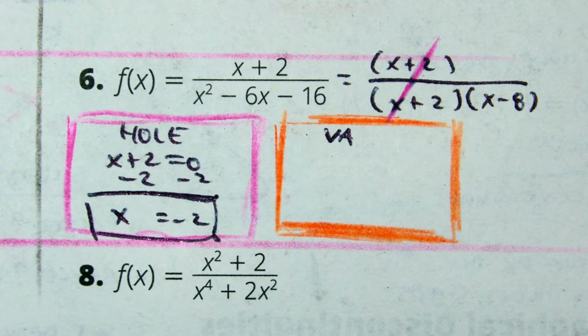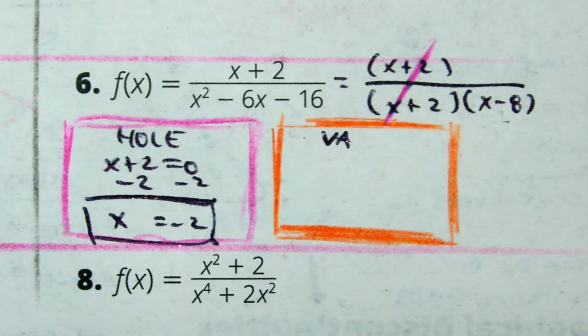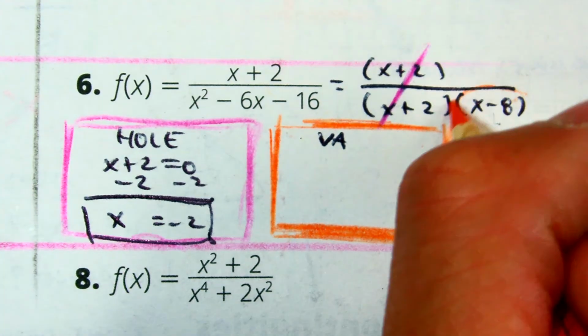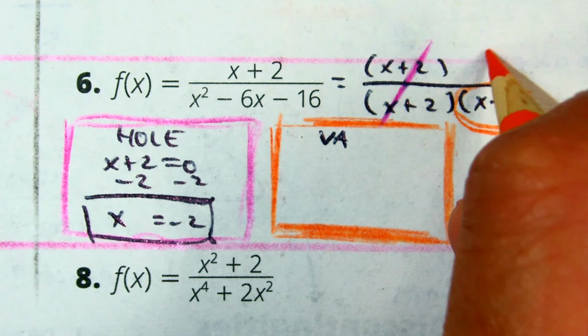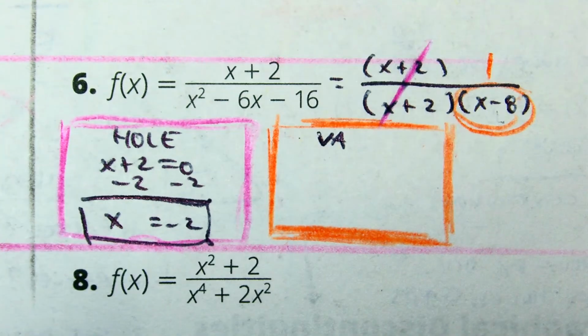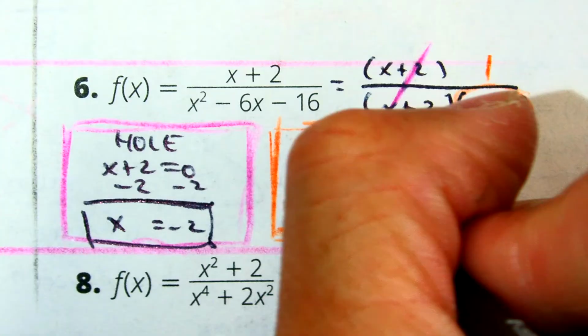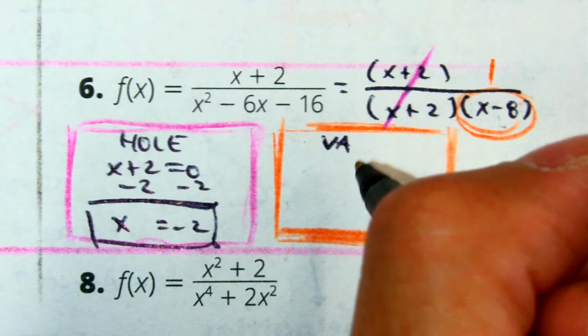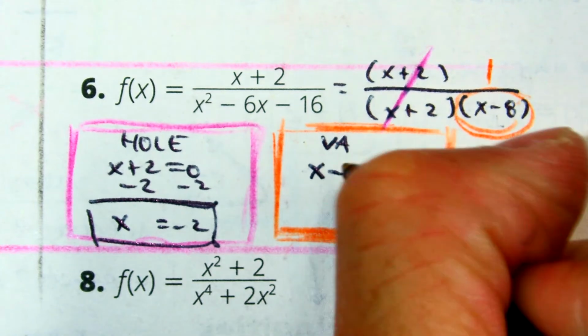Everyone put your finger on the denominator. Eric, what is the denominator of our problem? That's not canceled. X minus 8. This is the denominator of our fraction. How do I know that? This is a 1. Eric, tell us what to write. X minus 8.